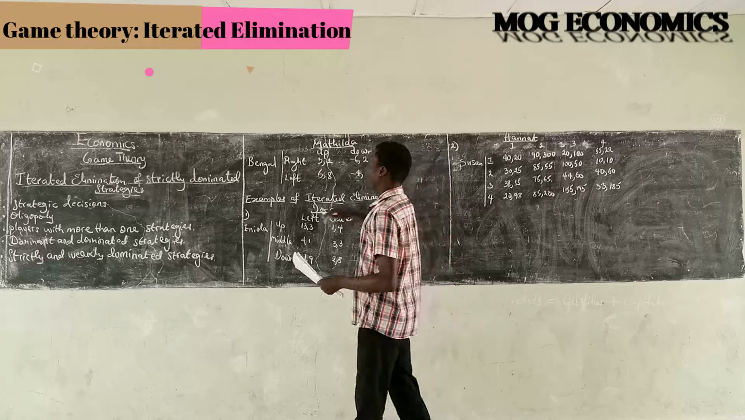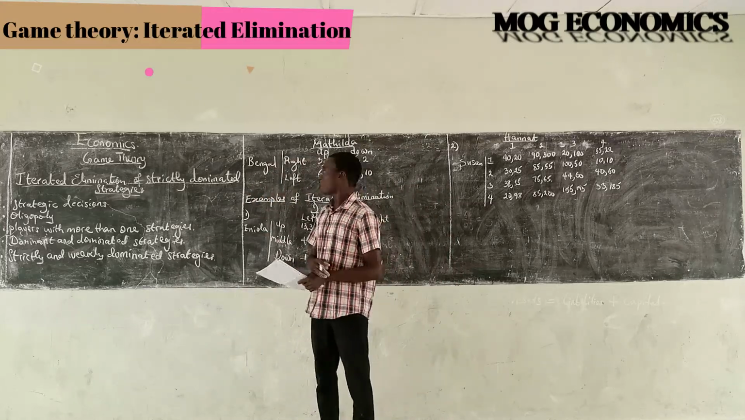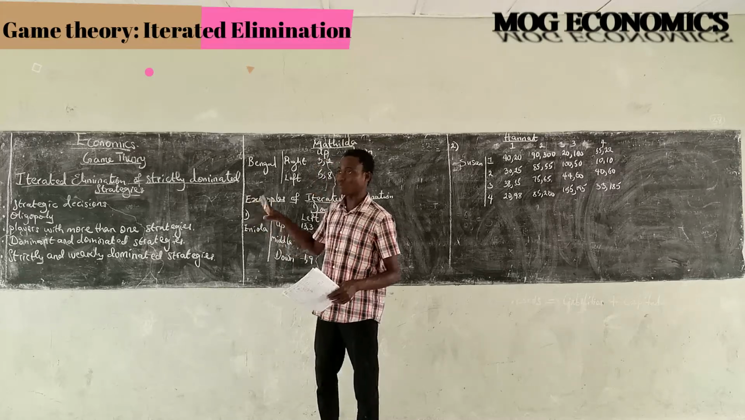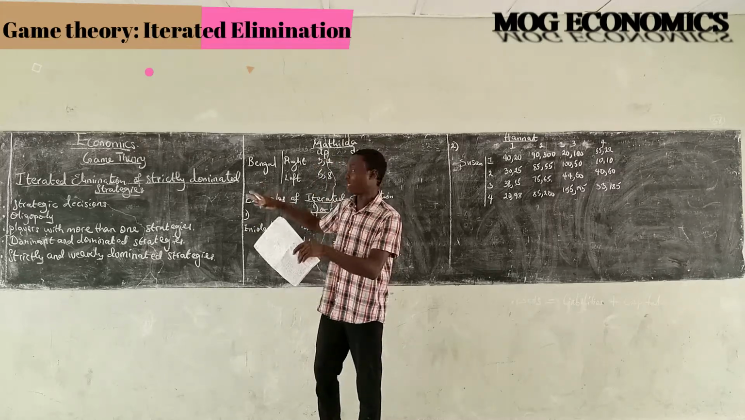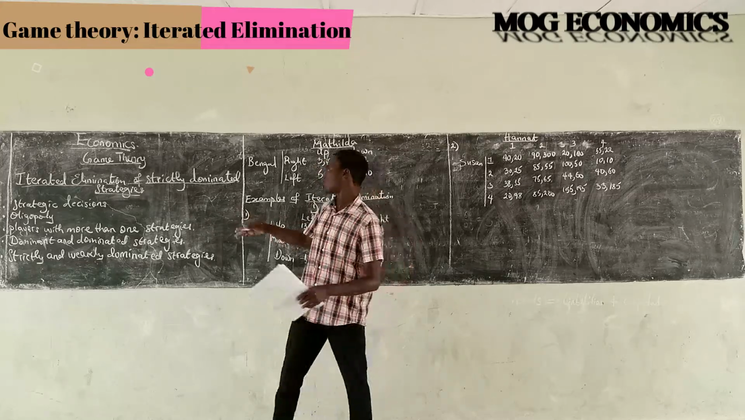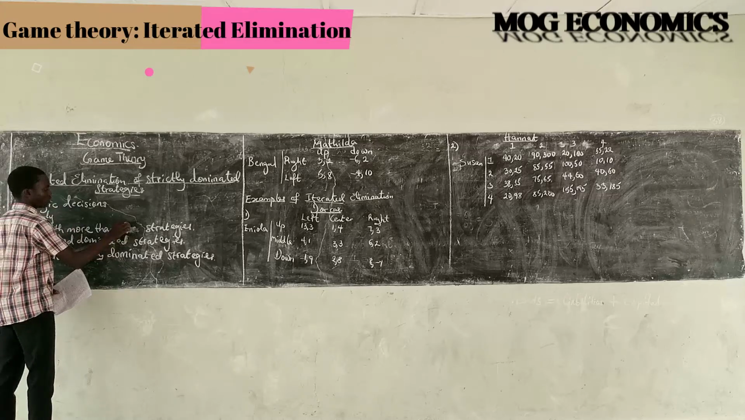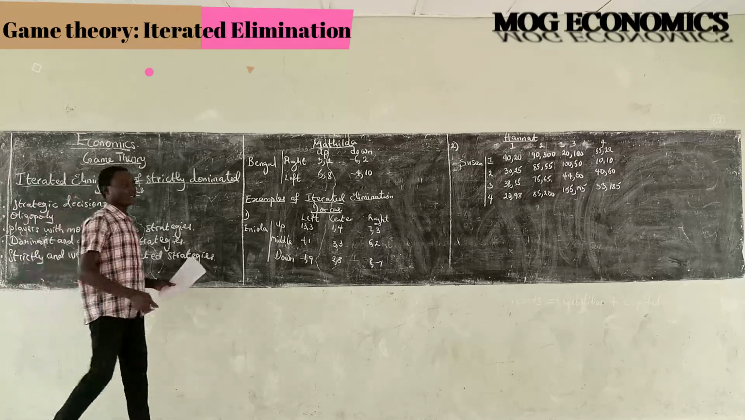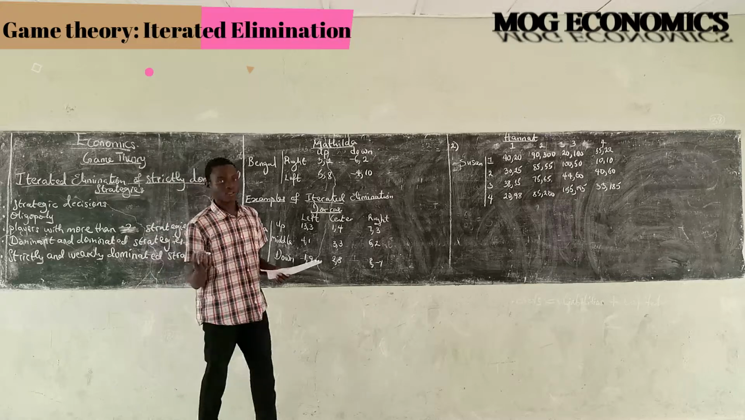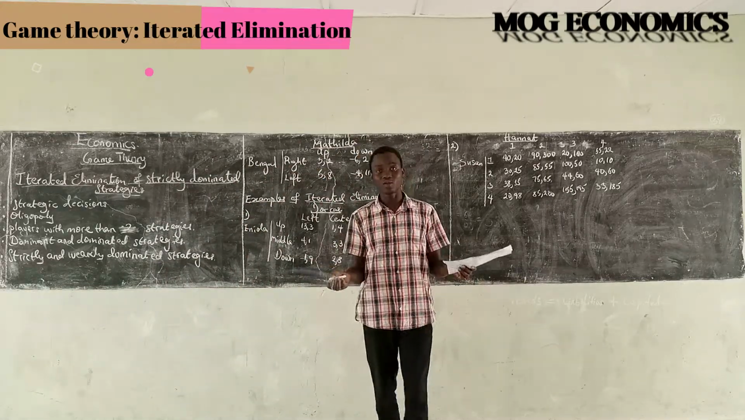Okay, now when do we use iterated elimination of strictly dominated strategies? In what situation do we use this particular method of solving the game? It is when the players have more than two strategies. Okay, more than two strategies. You don't do this if you have two players and they have two strategies. So that one is simple.